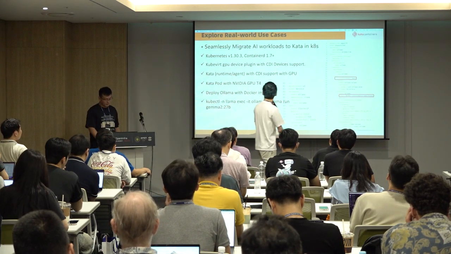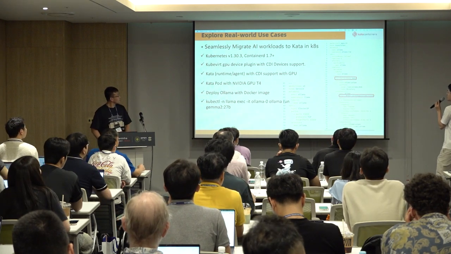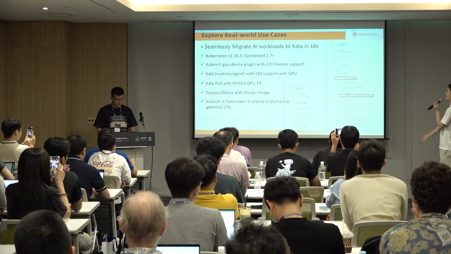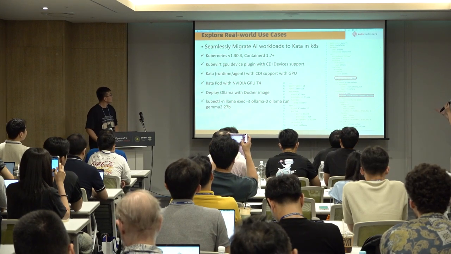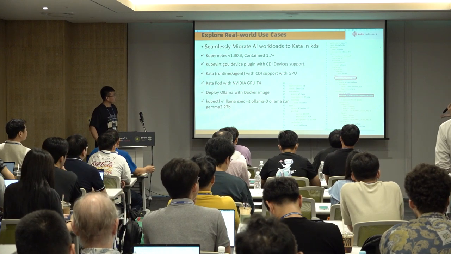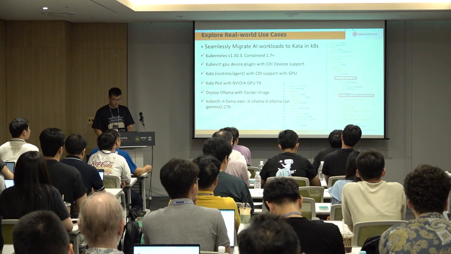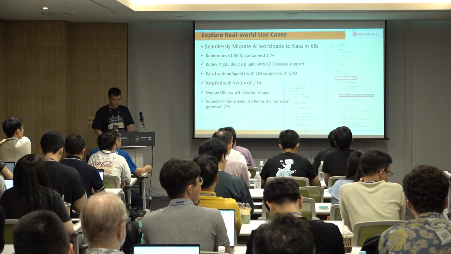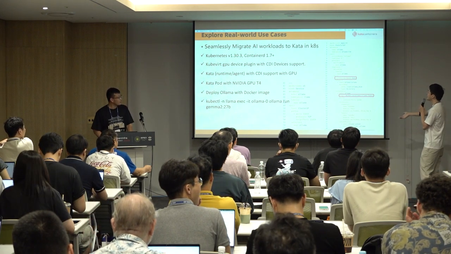Next page. Okay, we are running this demo with Kubernetes and containerd. And Yana has introduced the device plugin, and we will use the device plugin that has CDI devices support, and also Kata Containers with CDI support. Also, we will run this demo on an NVIDIA T4 GPU, and you can see from this the pod YAML that we will run later.